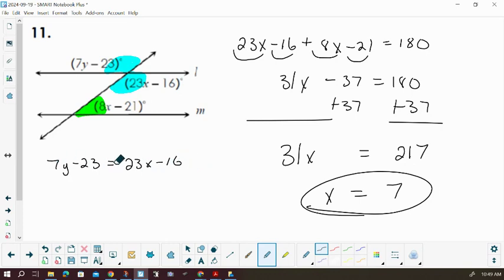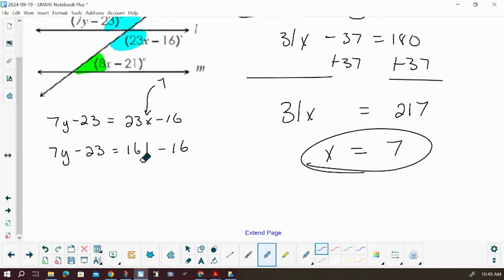Now, I know there's an x and a y here, but since I know my x is 7, I could plug that 7 in right there. 23 times 7 is 161. 7y minus 23 equals 161 minus 16. We can combine these two together into one number just to make it a little bit easier. 161 minus 16 is 145. So I have 7y minus 23 equals 145.